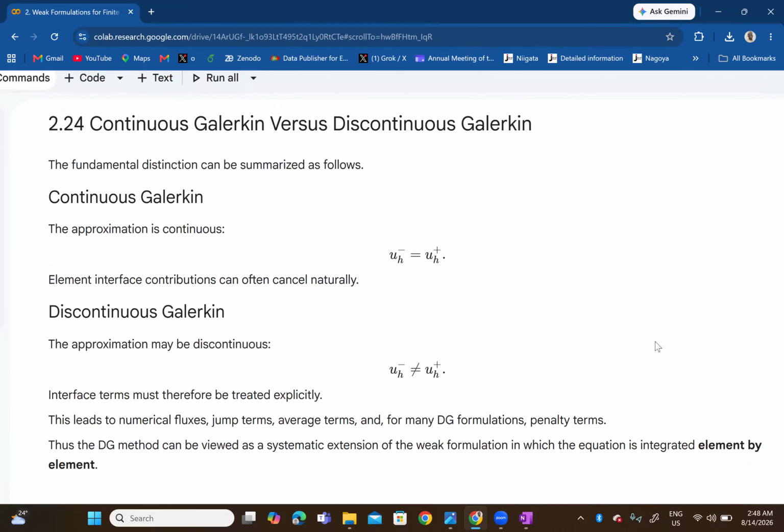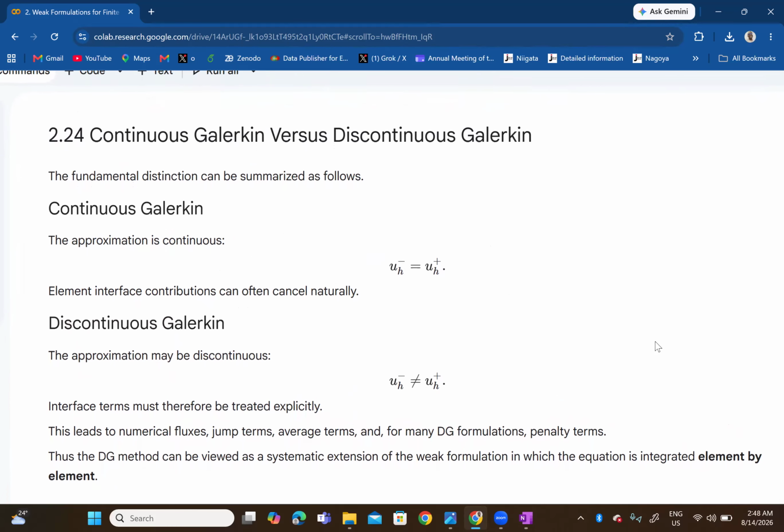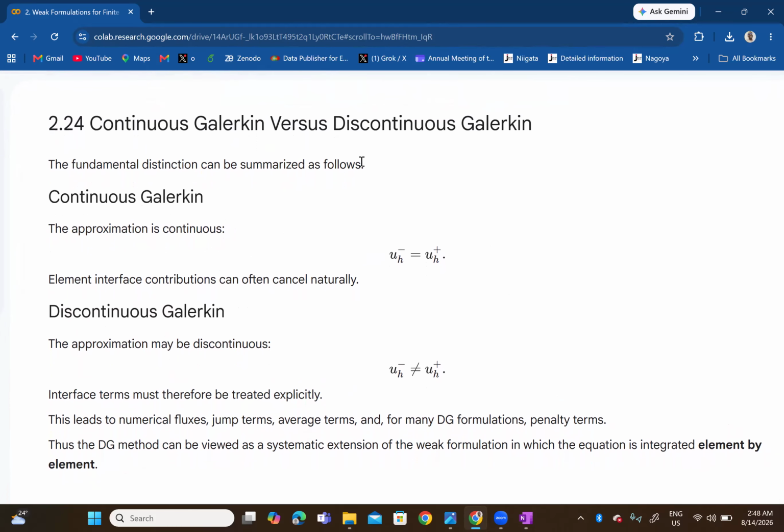The fundamental distinction can be summarized as follows. For continuous Galerkin, the approximation is continuous, where u_h minus is equal to u_h plus. So there's free flow of information on the element boundaries. So element interface contributions can often cancel naturally.